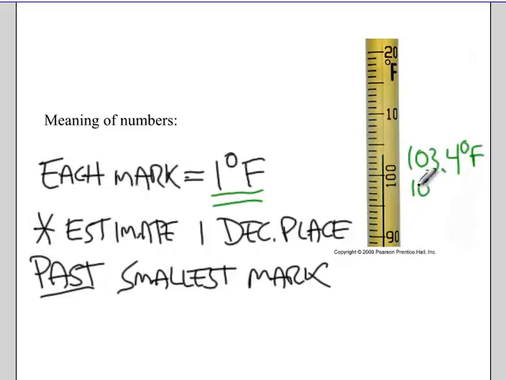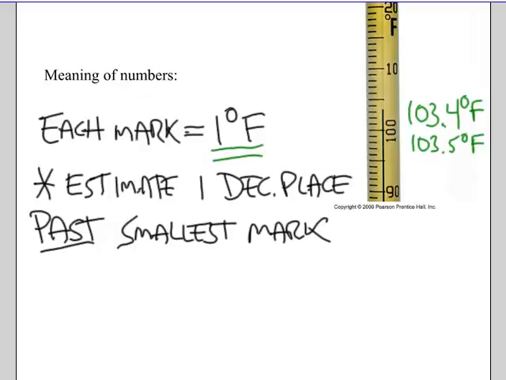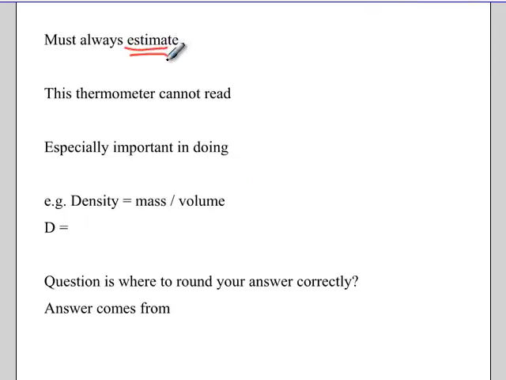Someone else could read this as 103.5. They might see it as halfway between 103 and 104. Both of these are legitimate readings. What would be incorrect is if you put too few or too many decimal points. Some people think that in science we don't estimate things, but in an analog device like this thermometer, we're always estimating. We're estimating that last decimal point or decimal place.